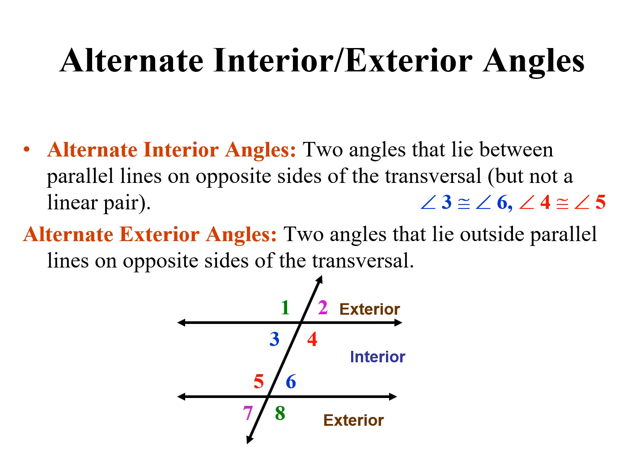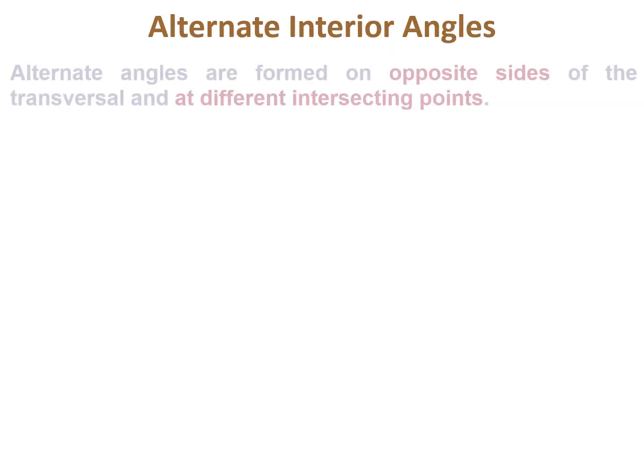Alternate exterior angles are the two angles that lie outside the parallel lines on opposite sides of the transversal, but not a linear pair. So for the exterior angles, angle 2 is congruent to angle 7, and angle 1 is congruent to angle 8.